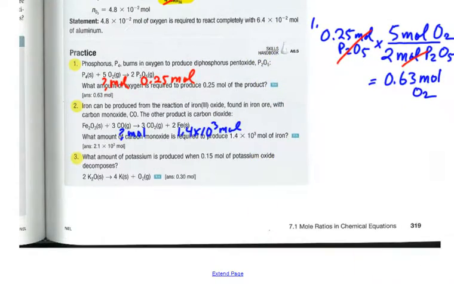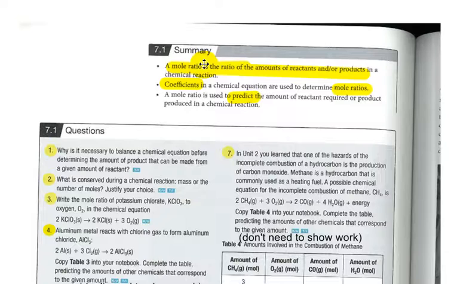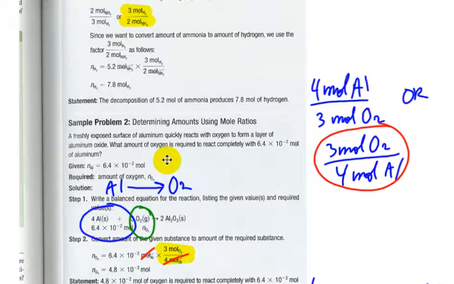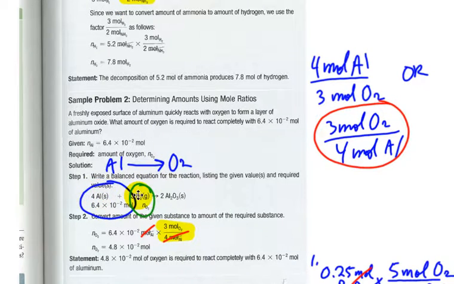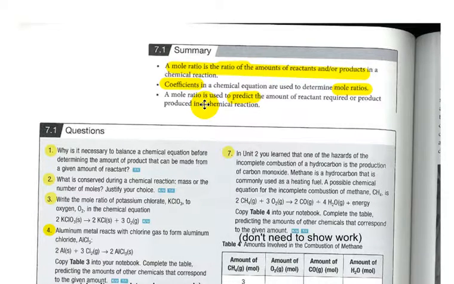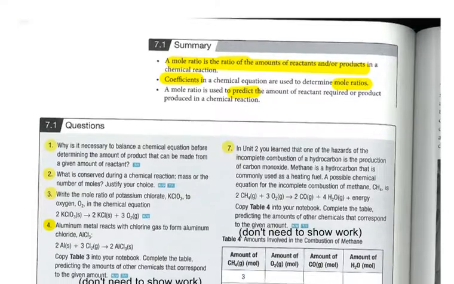And then for the assignment, first of all, the summary. Mole ratio, of course, is the ratio of the amount of reactants or products in a chemical reaction. The coefficients in the equation determine the mole ratios. So again, you look at the equation and the numbers in front of the compounds. The coefficients help you figure out the mole ratios, relating reactants to products or to each other. And a mole ratio is used to predict the amount of reactant required or product produced in the chemical reaction.